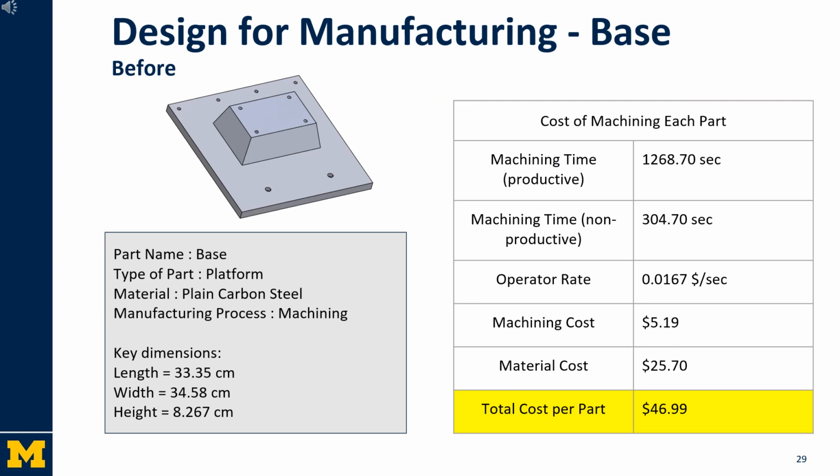The second DfM part we analyzed was the base. The base is made of plain carbon steel with the process of machining and has a total cost per part of $46.99 before any DfM changes.